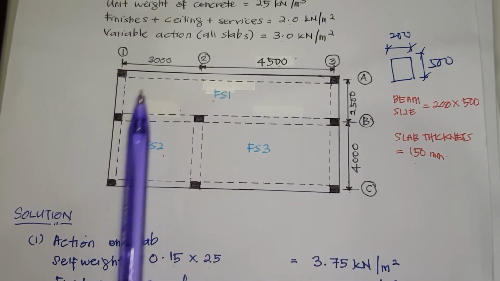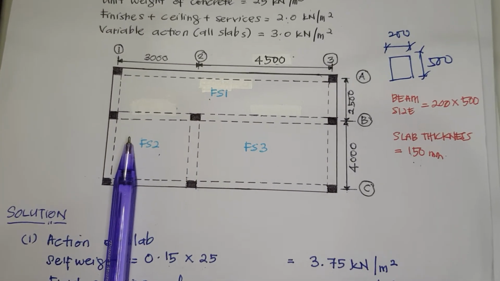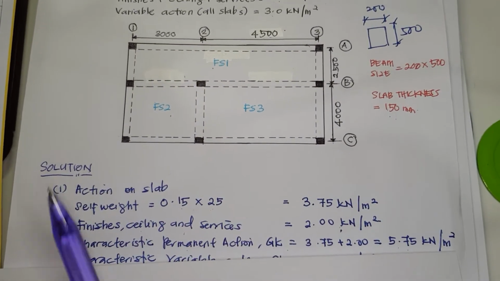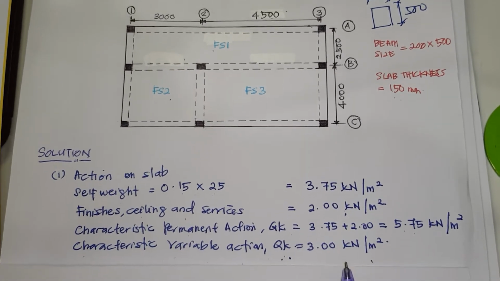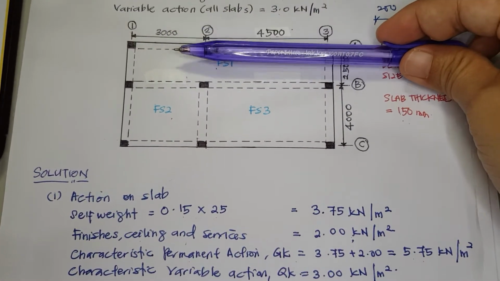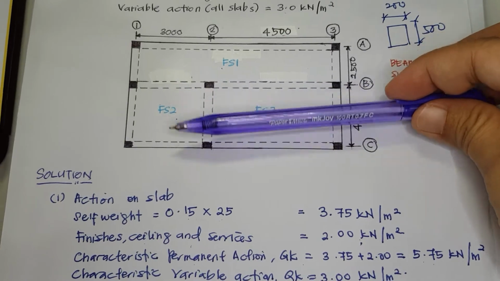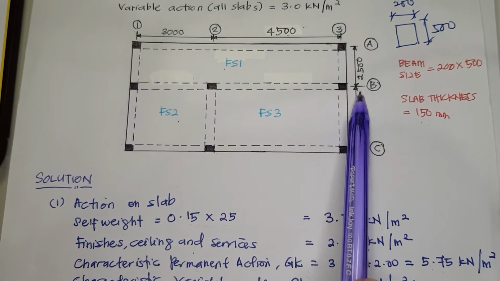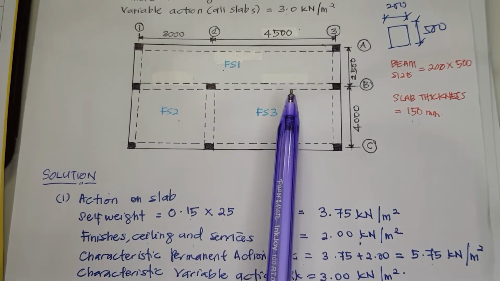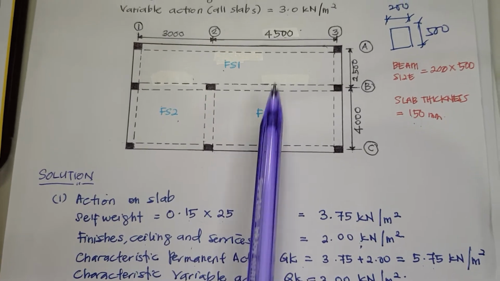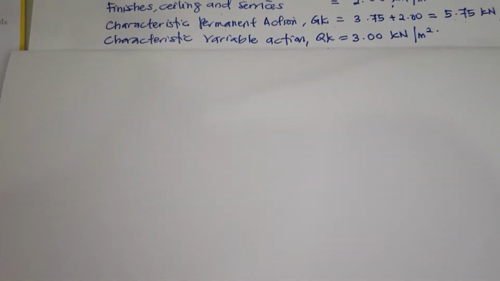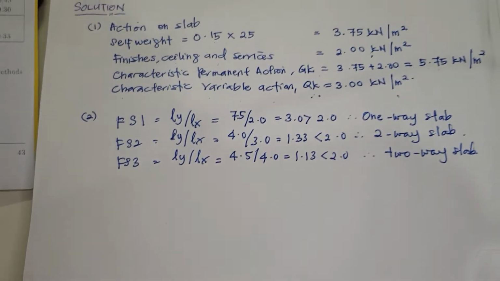For all slab, the load GK permanent action is 5.75 and for the variable action for all slab is 3 kN per meter square. Next, we need to distribute this 5.75 and 3 kN per meter square to beam B13. Before that, we need to determine whether this slab and this slab and this slab is one-way slab or two-way slab. Our next step is to determine the direction of the load distribution.